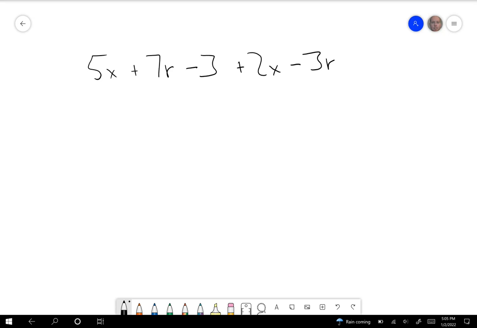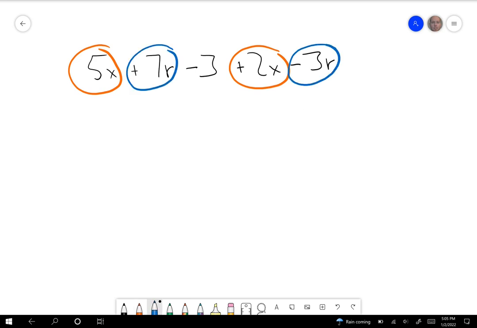And now that we've got an expression here, we want to find our like terms. So I see that I have 5x's here and 2x's there. That's like terms. I also have some r's, 7r and -3r. And then I do have a constant, but it doesn't have anybody to buddy up with, so it's just kind of on its own.